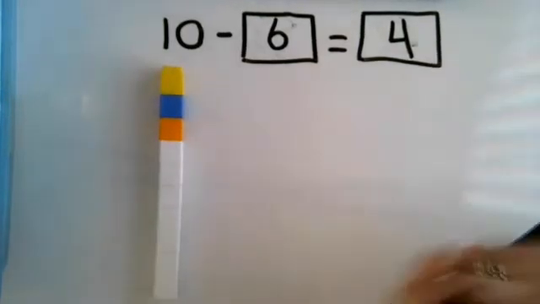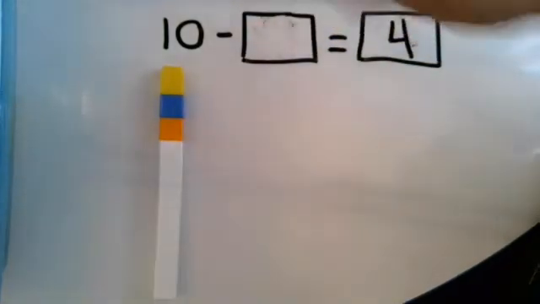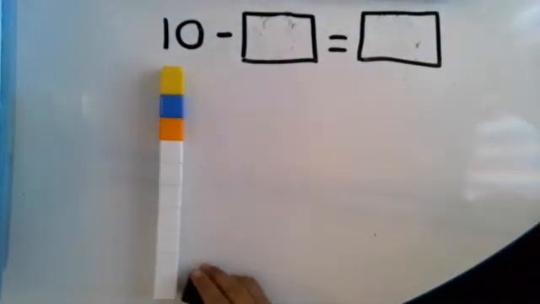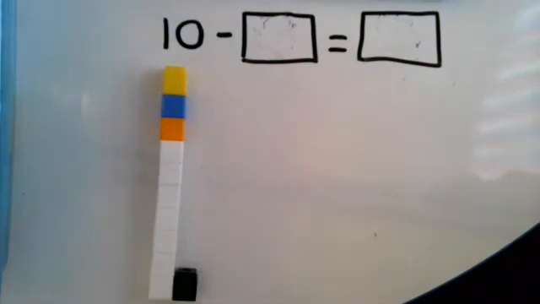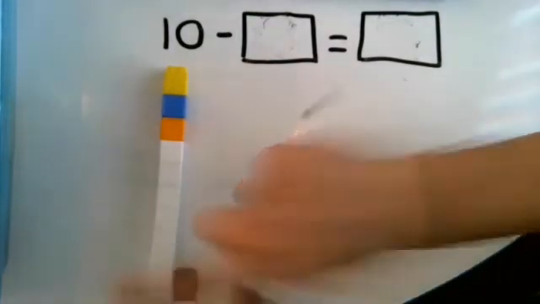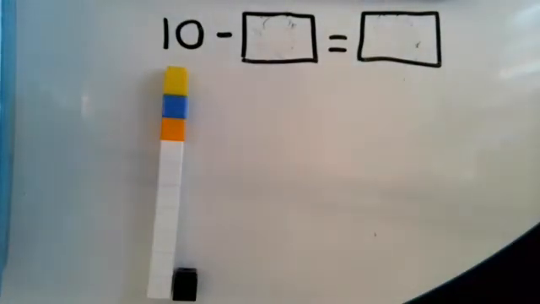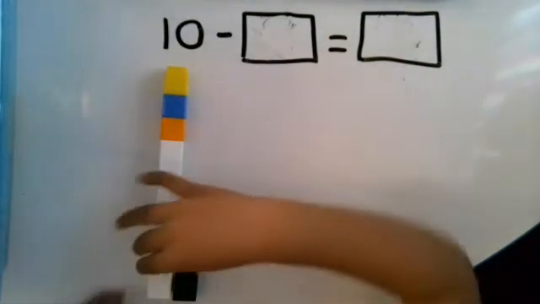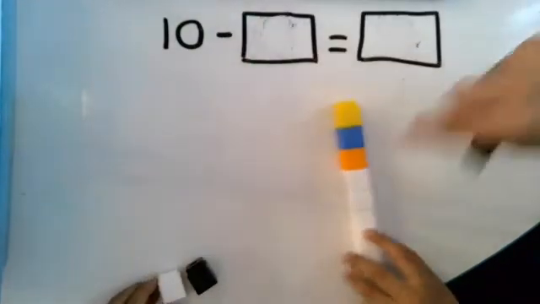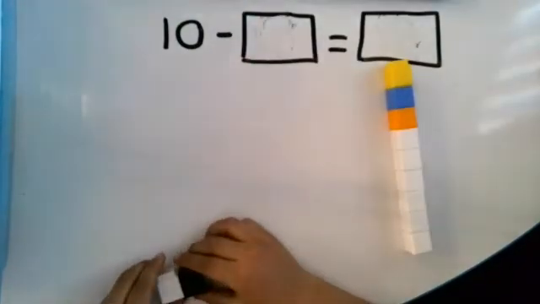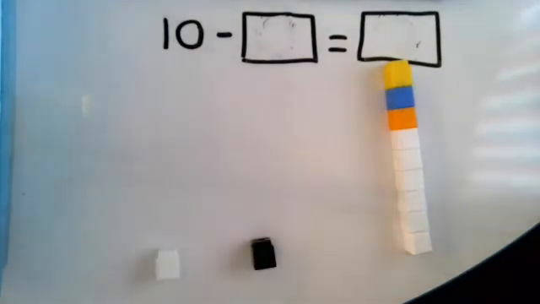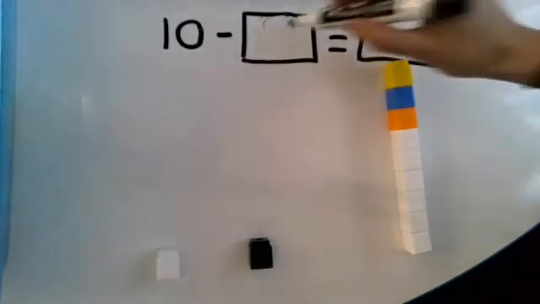I have 10. How many is he going to take away? Take a look, friends. How many? I want him to break right where, make my train look like your train. So break it right there. And then place this in the answer box. Ooh, take a look, friends. How many is he taking away? He's only taking away 1.